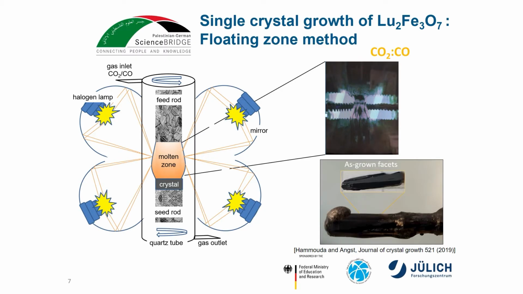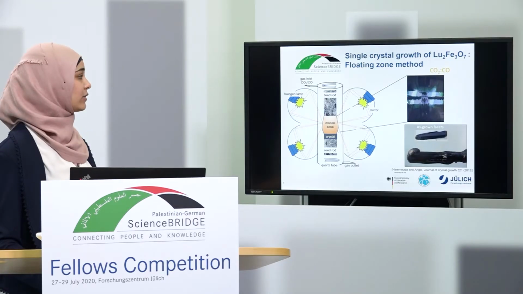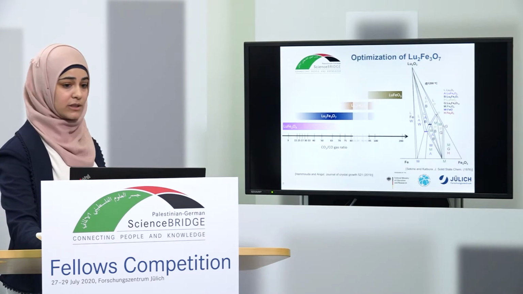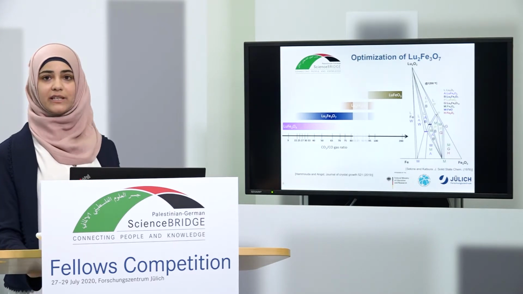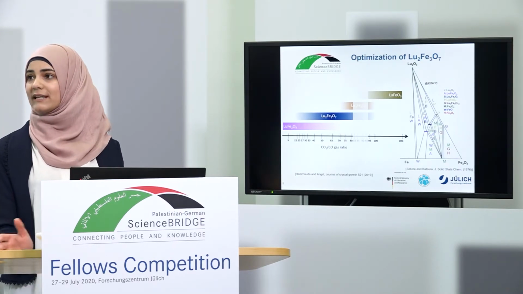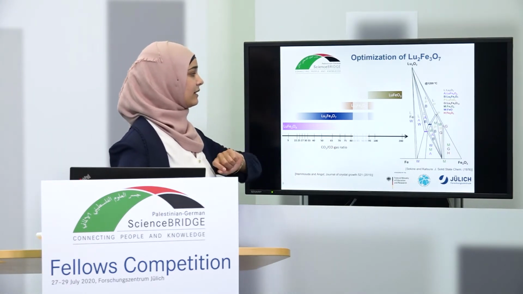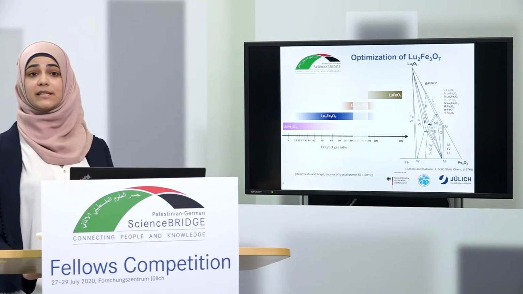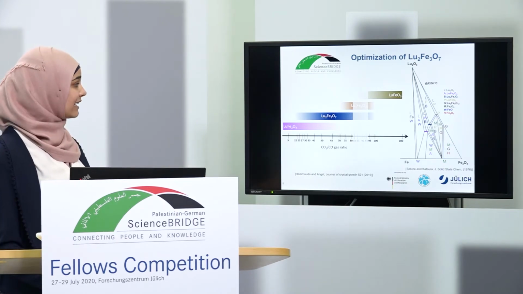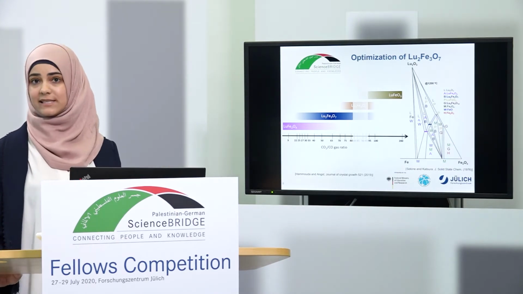And how did I do this? By using a flow of carbon dioxide and carbon monoxide during the crystal growth. And of course, I don't know what the right ratio is. Therefore, it is trial and error. You use different gas ratios, as I show here. Then we grow the crystals, do powder X-ray diffraction, and check which phases are obtained.